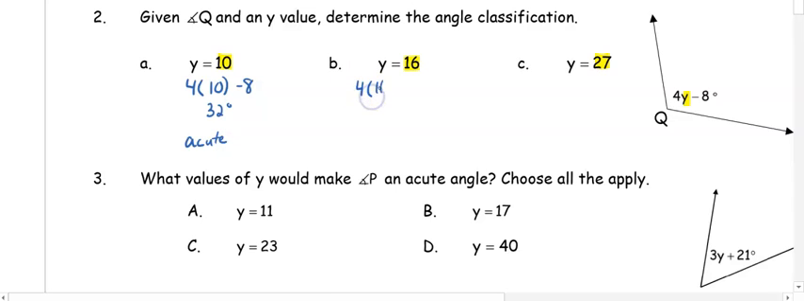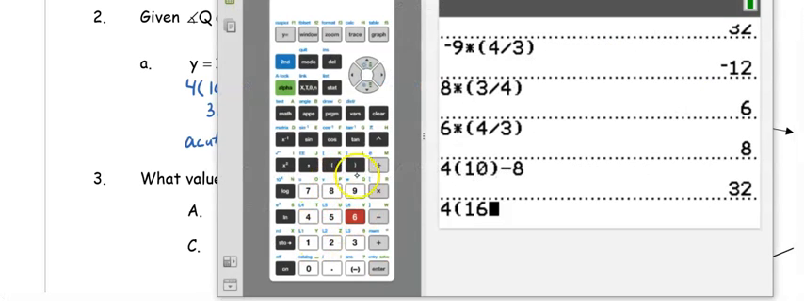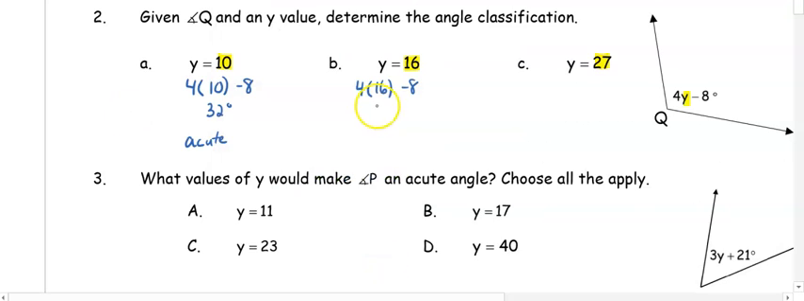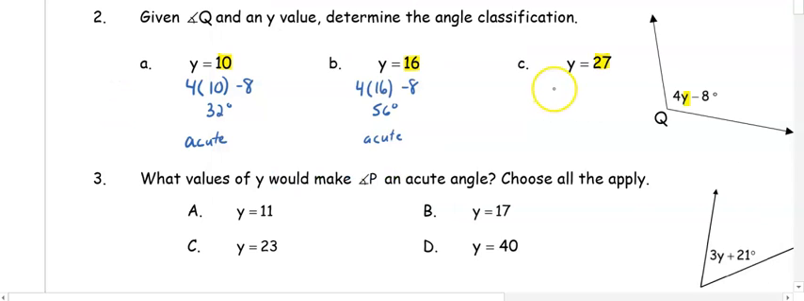Then we have 4 times (16 minus 8). 4 parentheses 16 minus 8 gets us 56 degrees, which is also an acute angle. And then we have 4 times (27 minus 8), which is 100 degrees. So that angle is going to be obtuse.